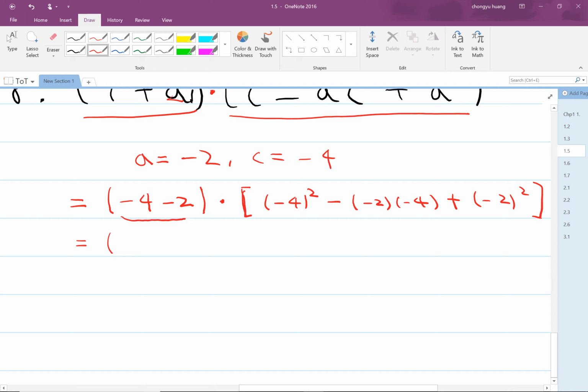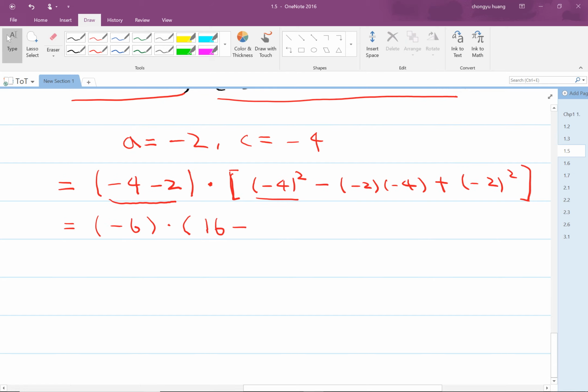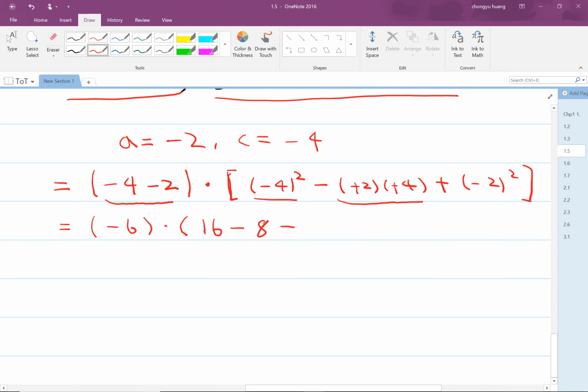And over on the left hand side, negative 4 minus 2 is actually negative 6, right? And on the right hand side, what we have here is negative 4 to the power 2. So it's going to be 16, right? And then minus. And then we got this part, right? This part is negative 2 multiplied by negative 4. The negative and negative get cancelled, right? So 2 multiplied by 4 is actually equal to 8. And then we got a plus over here.